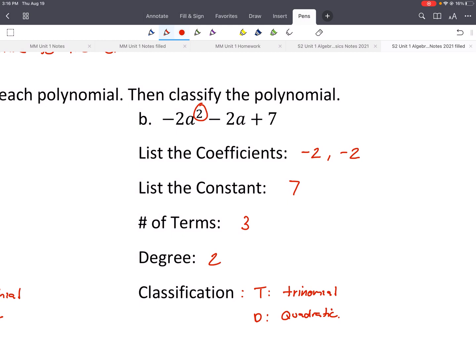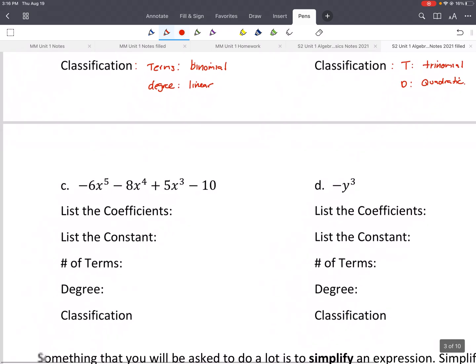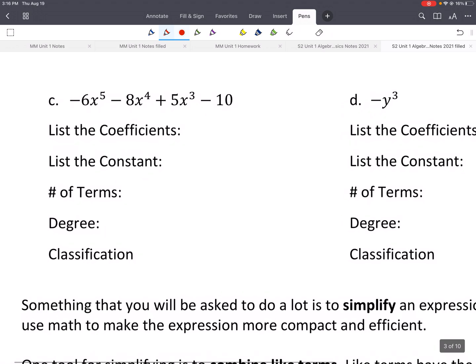And we will talk a lot about quadratics this year. So in the past you've done linear, this year we're doing quadratics, and then when you get to Sec 3, they'll be like cubics and more than that. So, all right, pause and see if you can do C and D by yourself.